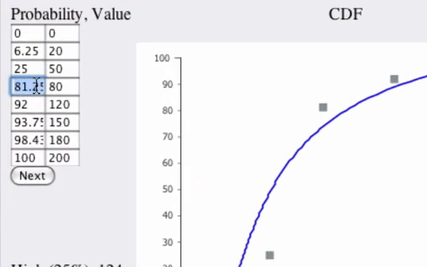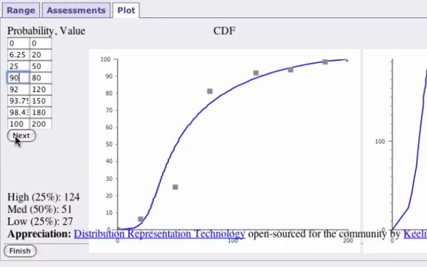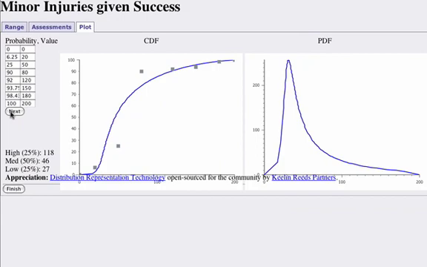I'm pretty sure it's going to be below 80, so let's make this a 90% chance that it's below 80. Okay, look at that, the distribution gets even narrower, and we have the high around 118, which I think is what I wanted to communicate in this.